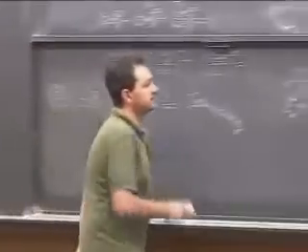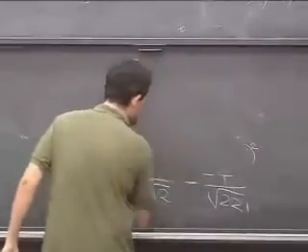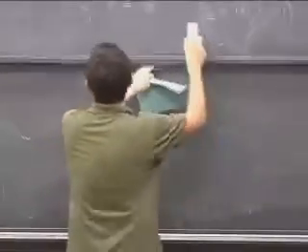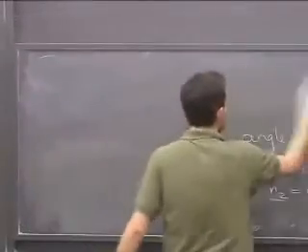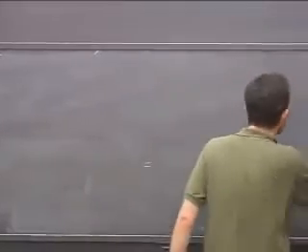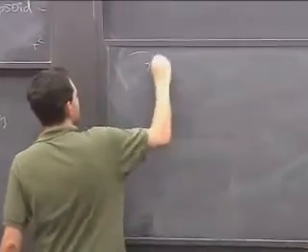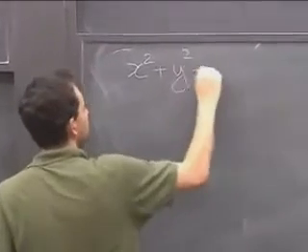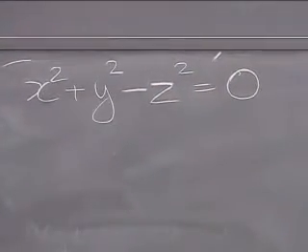So in order to understand this, let me consider the case where it's 0 first, then the case where it's positive, and the case where it's negative. And you will see that they're all nicely related, although the textbook, I don't think, makes much of a deal about this. So let's consider x squared plus y squared minus z squared equals 0.